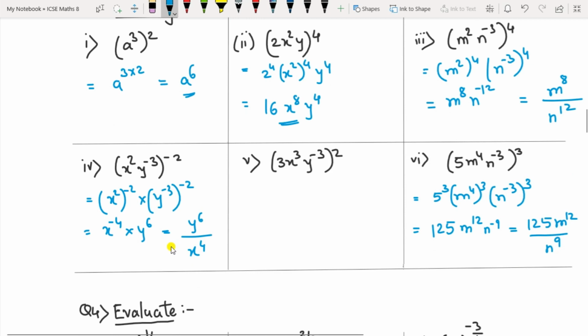Now this one, it is having negative power. So first multiply to each of the terms inside the bracket.